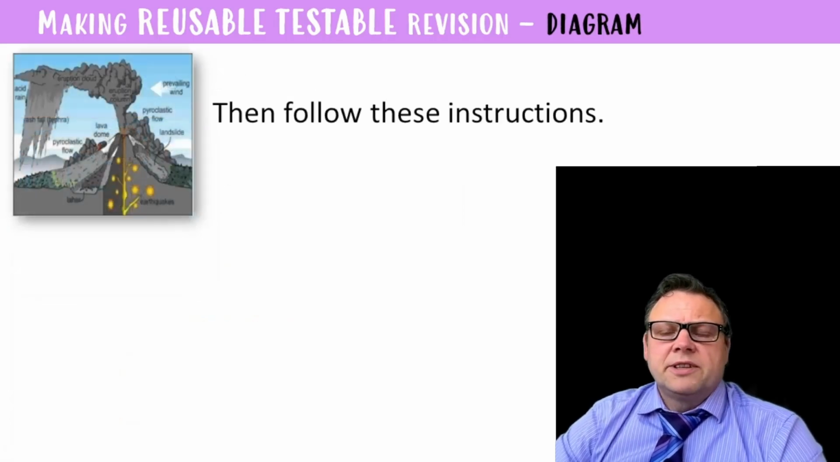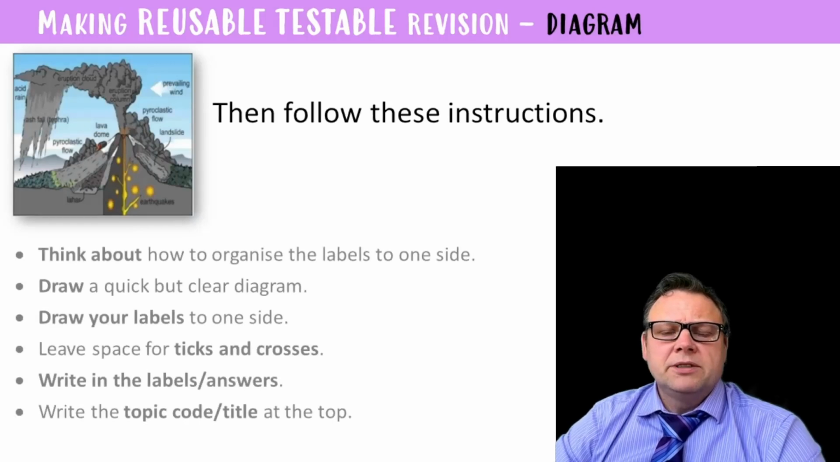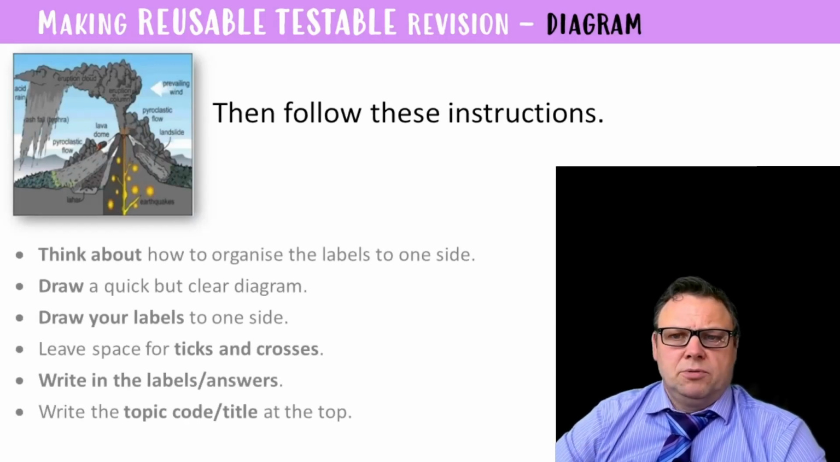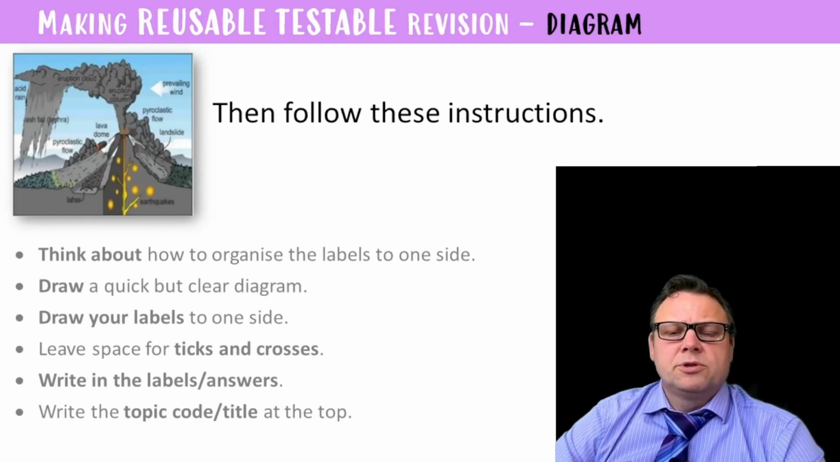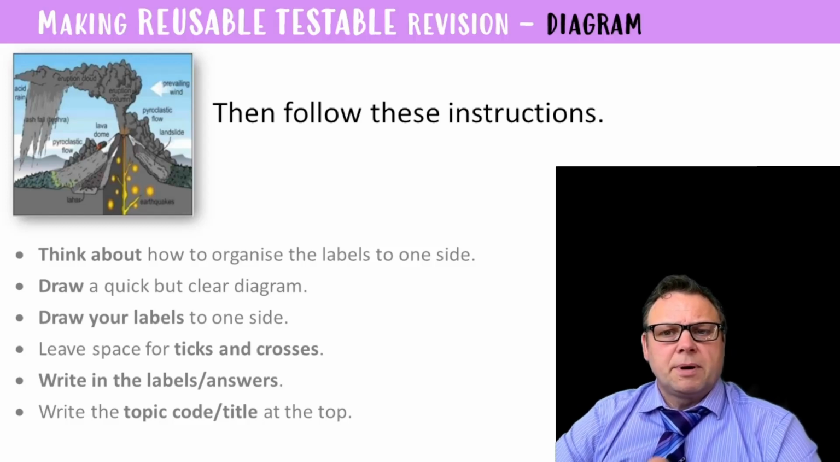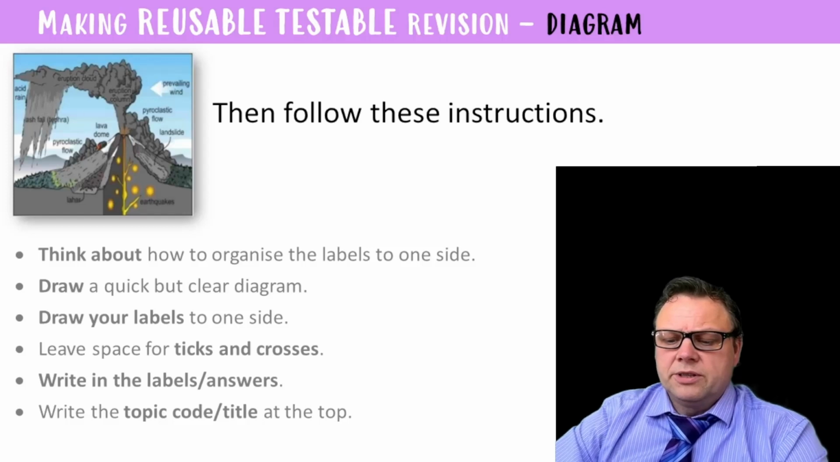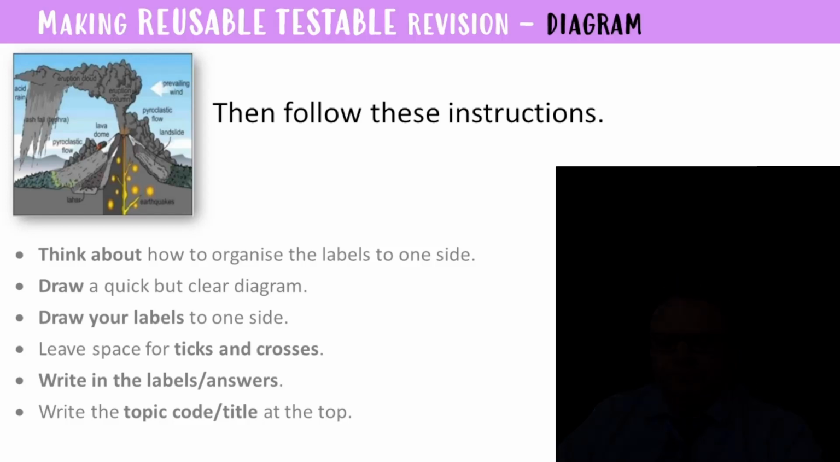I'm going to give you the list of the instructions, but basically what we're going to need to do before you start drawing a diagram, you need to think about, well, I want to make this testable, so I need to put all the labels to one side instead of all the way around the diagram. Then you can think about leaving space for ticks and crosses so you can reuse it. So let's have a quick look at how that is done.